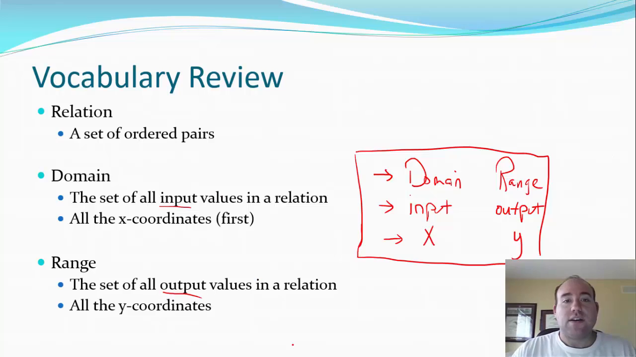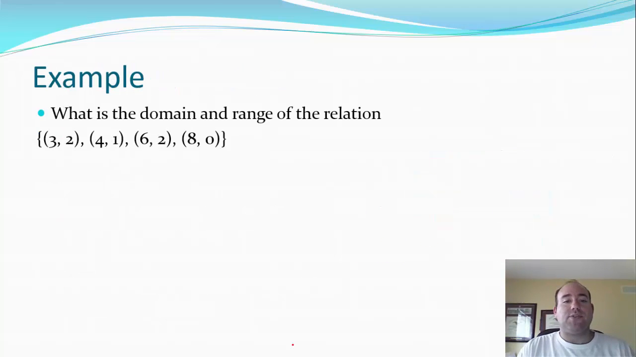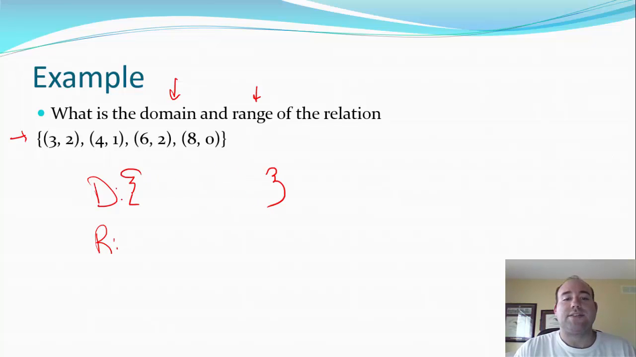Okay? On your notes, you have an example problem. So this is a relationship here. The ordered pairs (3, 2), (4, 1), (6, 2), and (8, 0). So I want to know what is the domain and the range of this relationship. So to get my domain, I'm going to write a set. I'm going to put these brackets here to remind me that it's a set of numbers. And what numbers am I talking about if it's a domain? Talking about the x coordinates. So I'm just going to write those four numbers down.